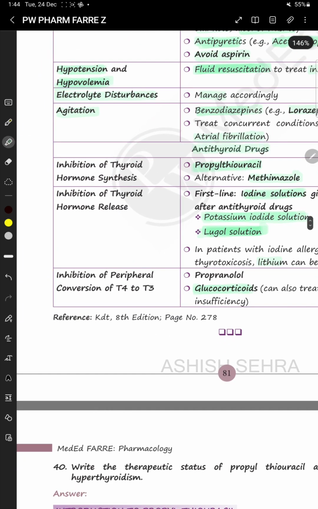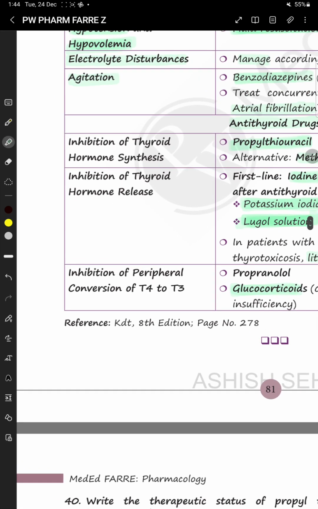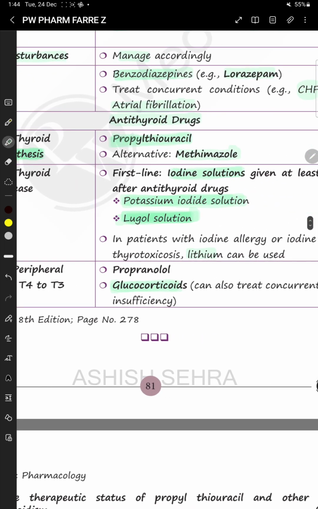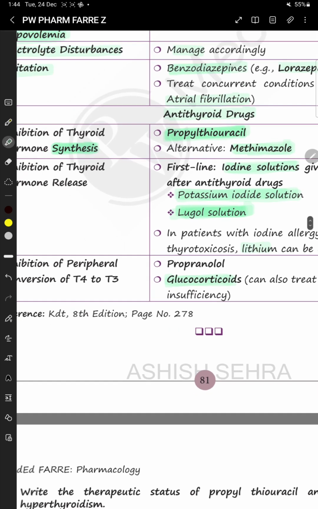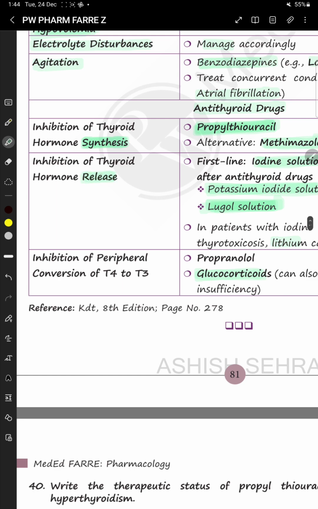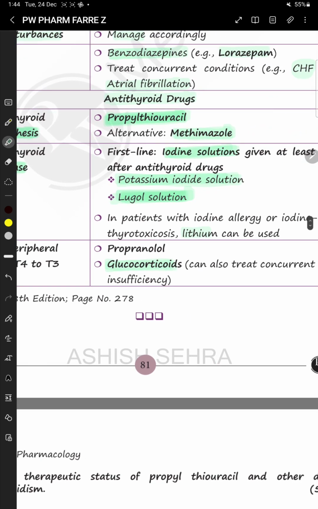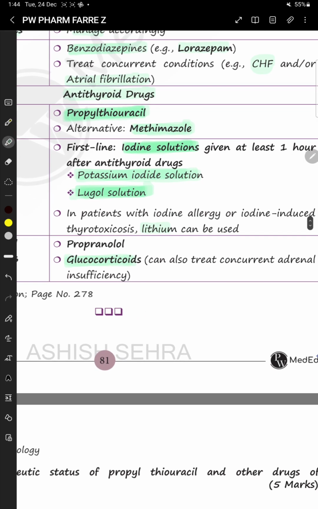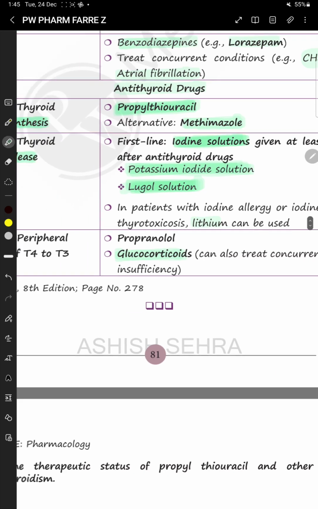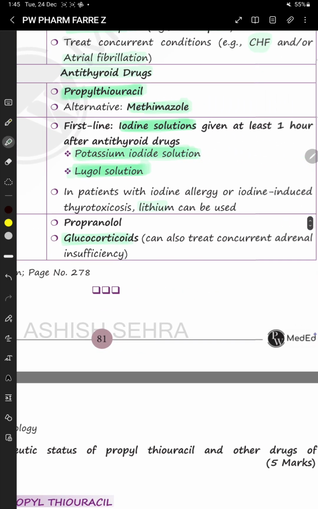Then anti-thyroid drugs. First, the drugs that inhibit the synthesis of thyroid hormone are propylthiouracil, and the alternative to propylthiouracil is methimazole. Then, for inhibition of thyroid hormone release, first line are iodine solutions, given at least 1 hour after the antithyroid drugs, like potassium iodide solution and Lugol solution. These iodide solutions inhibit the release of thyroid hormone.